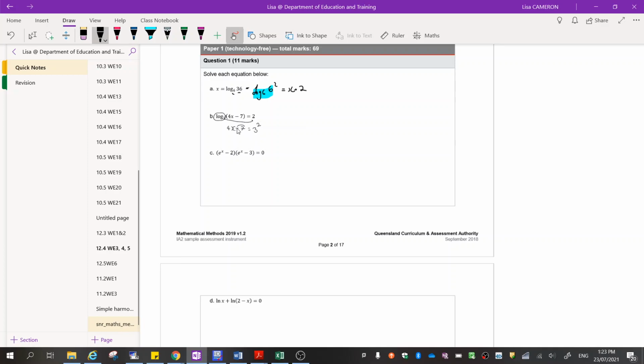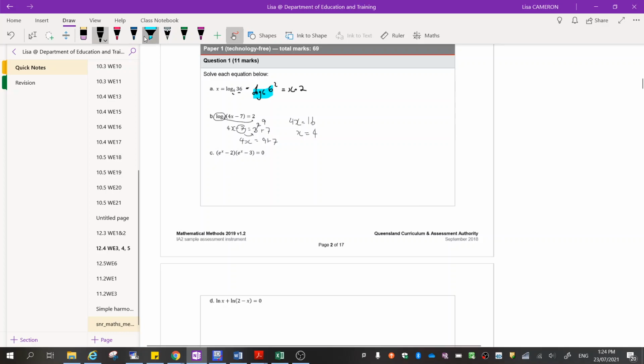Okay, so now I can capture this one and move that to the other side by adding 7. This 3 to the power of 2 becomes 9, not 6. Okay, so now I've got 4x is equal to 9 plus 7. 4x is equal to 16, therefore x is equal to 4. Hopefully they'll give you more space in your exams.